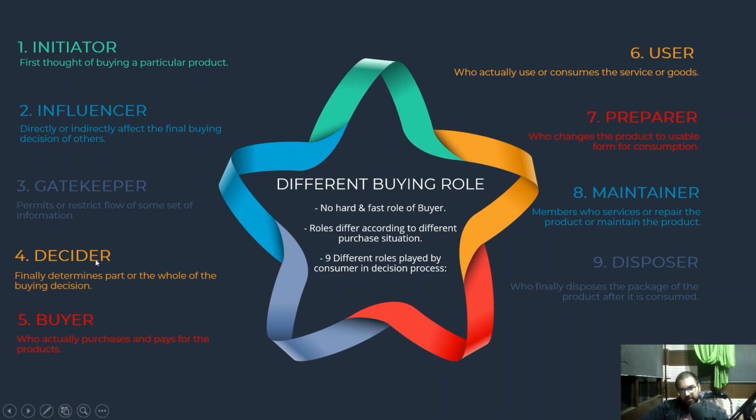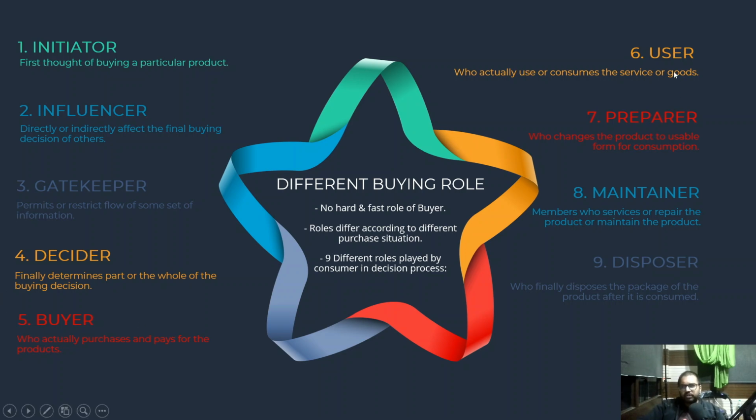The fourth role is the decider. Deciders are the individuals who finally take the buying decisions: what to buy, when to buy, and from where to buy. Either they can take the decision completely or partially. But these are the individuals who will finally determine that yes, you need this product, or you don't need this product. Then we have the role of a buyer.